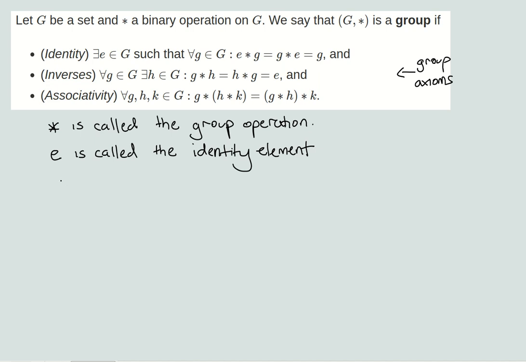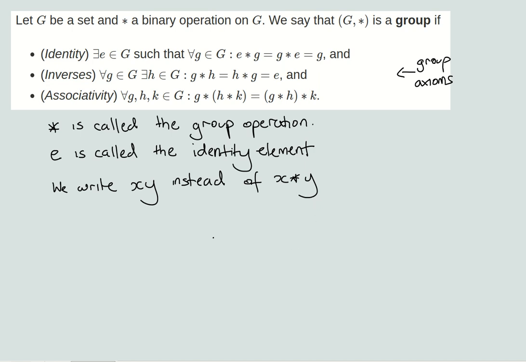Just like when we multiply two numbers x and y, we'll often write xy instead of x times y. We do the same thing in groups and binary operations. So when there's no danger of confusion, we often write just xy instead of x star y, where star is an operation on some set G, and x and y are elements of that set.